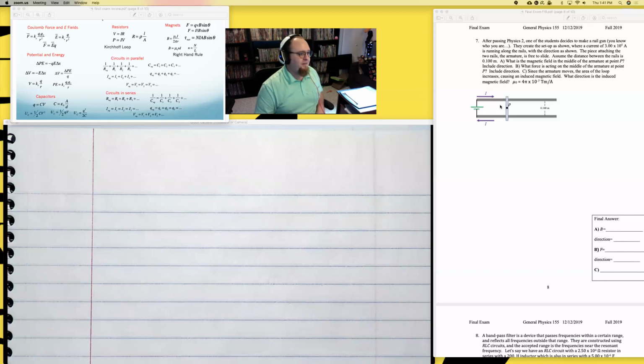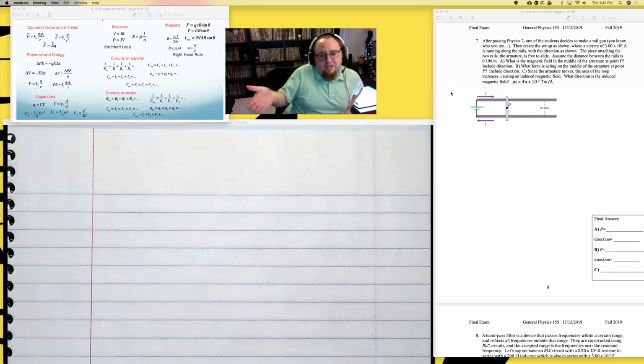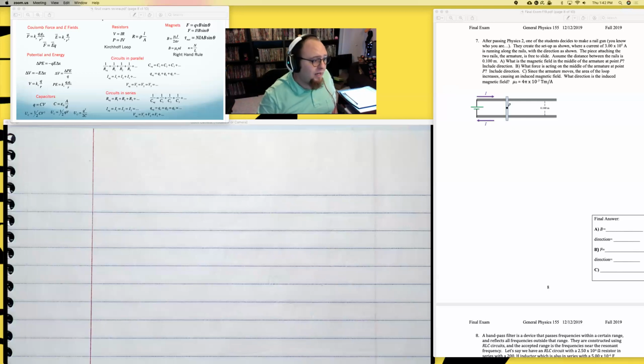What is the magnetic field in the middle of the armature at point P? Magnetic field circles around a current carrying wire, following the right-hand rule. If you want to get the direction, you point your thumb in the direction of current, and whichever way your hand curls is the direction. Now, if I look at it from the top, when I curl around, that says the magnetic field in between should be down into the page.